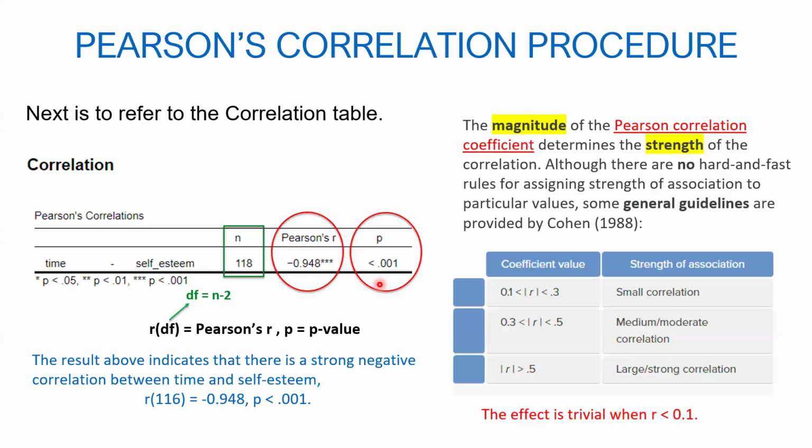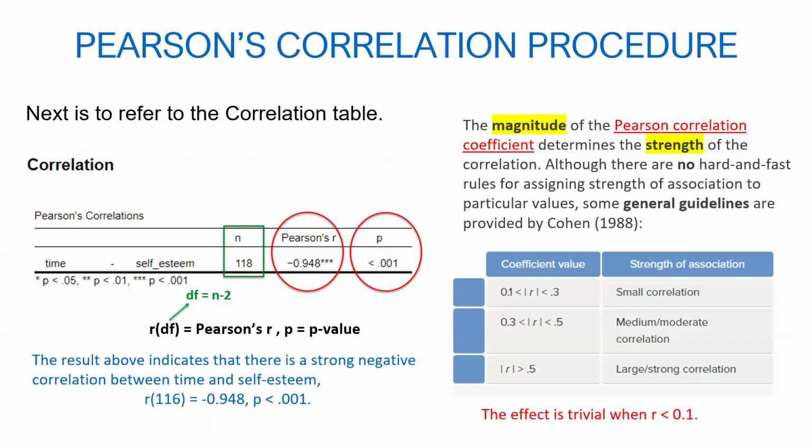If the correlation is significant, ask yourself how strong or how weak the correlation is. That's where you refer to the value of R. So since the value of R is negative 0.948, we have a strong negative correlation between the two of them. So the result above indicates that there is a strong negative correlation between time and self-esteem with the following parameters: R of 116 is equal to negative 0.948 with a p-value which is less than 0.001.